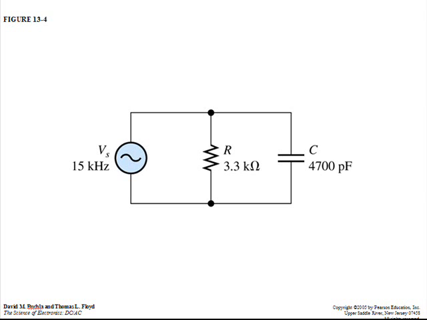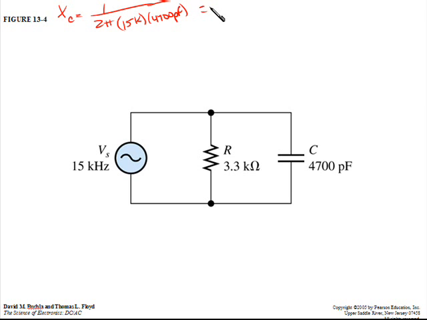Alright, let's do some examples. Here we have a parallel circuit, RC. First we'll find XC. It's 1 over 2 pi times 15K times 4,700 picofarads. So that comes out to 6.28 times 15 E3 times 4,700 E negative 12.